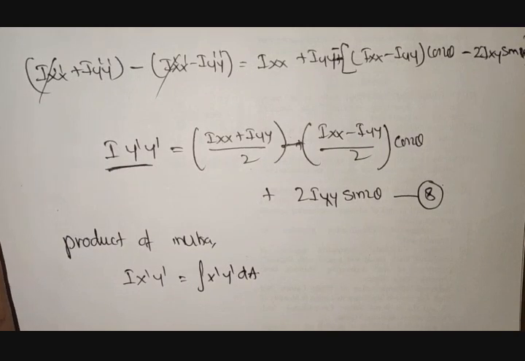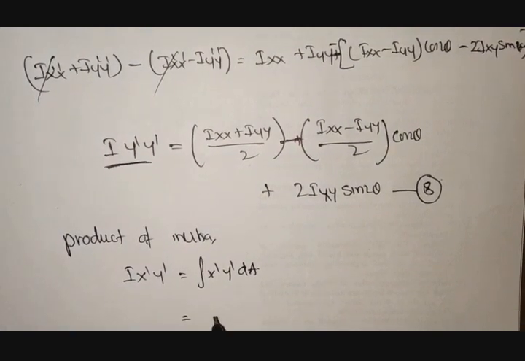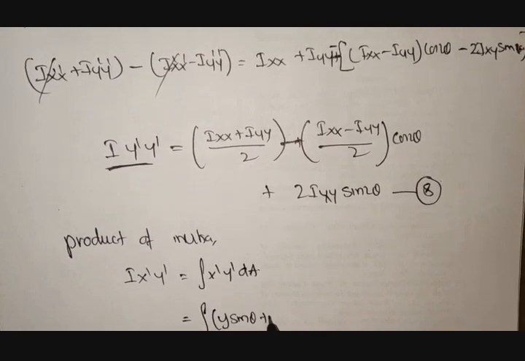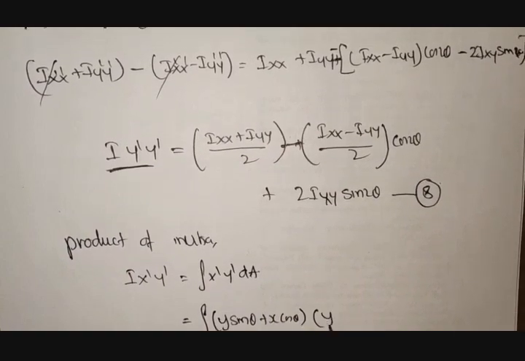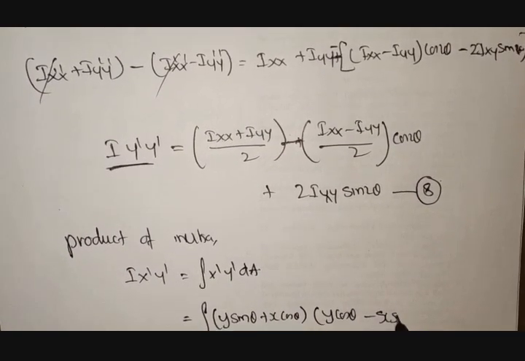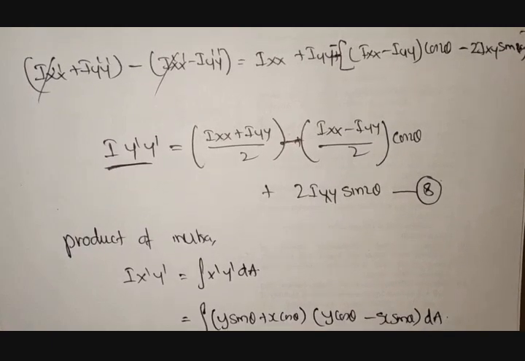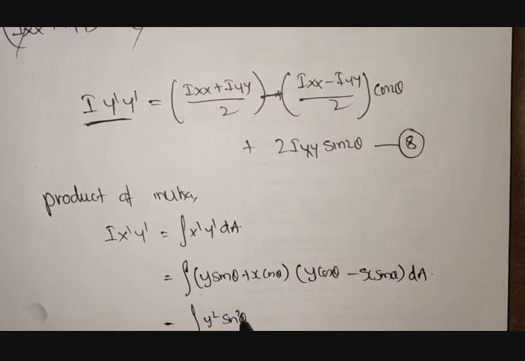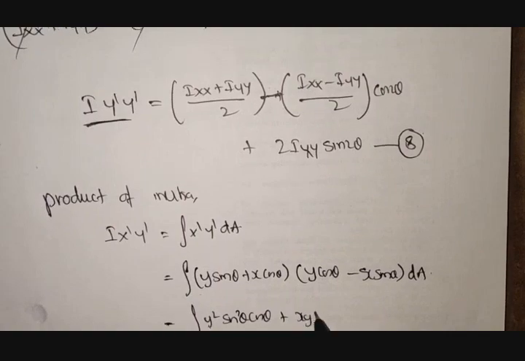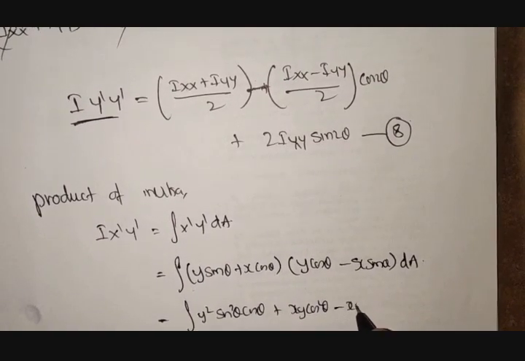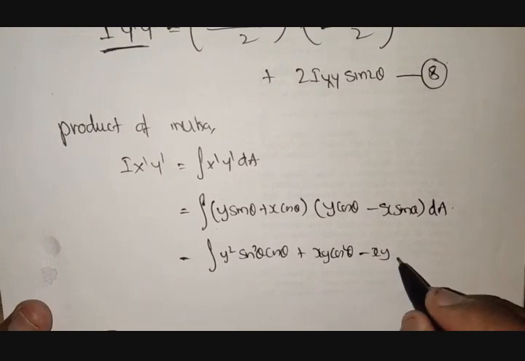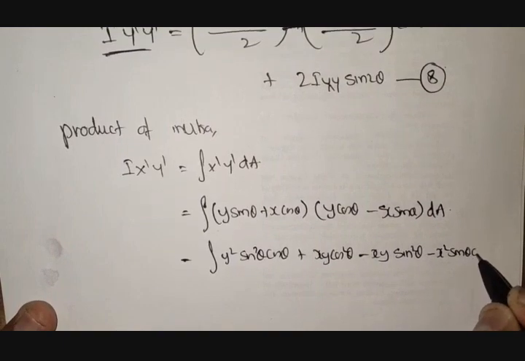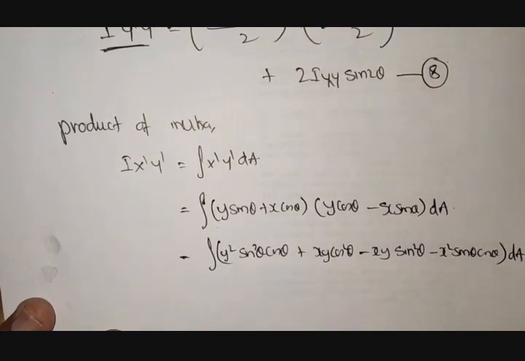So integral x' y' dA is nothing but, so integral, x' is nothing but y sin theta plus x cos theta. Similarly y' is y cos theta minus x sin theta, into dA. By simplifying we will get y square sin theta cos theta plus xy cos square theta minus xy sin square theta minus x square sin theta cos theta dA.